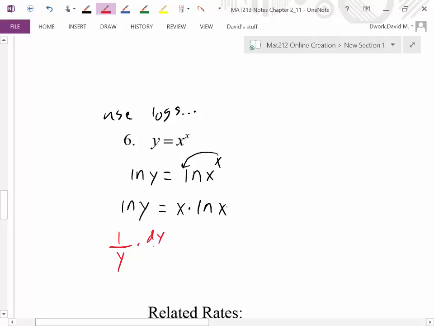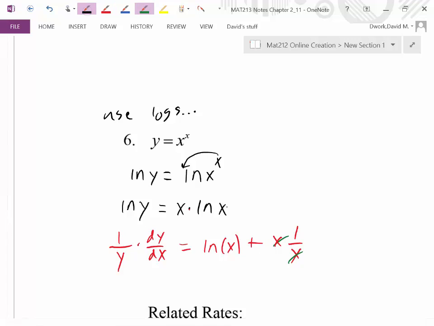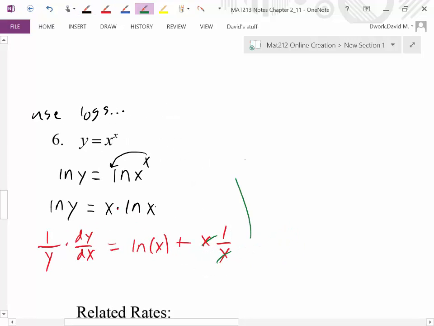Well, the derivative of y is dy dx, which is equal to, now, how do I do the derivative of this since I have 2 things multiplying? Product rule, right? So the derivative of x is 1, leave the natural log alone, plus, now leave the x alone, derivative of natural log is 1 over x, those divide, leave me with 1. So that's going to leave us with 1 over y dy dx equals natural log of x plus 1.